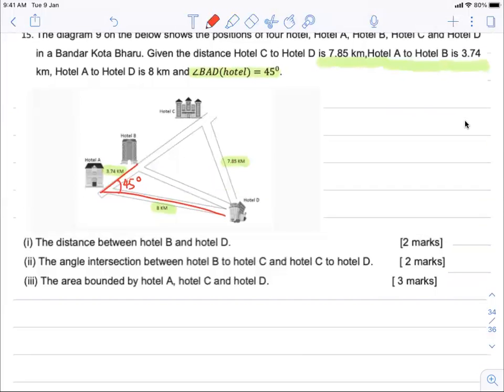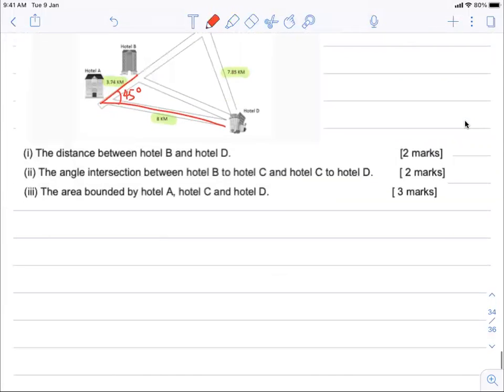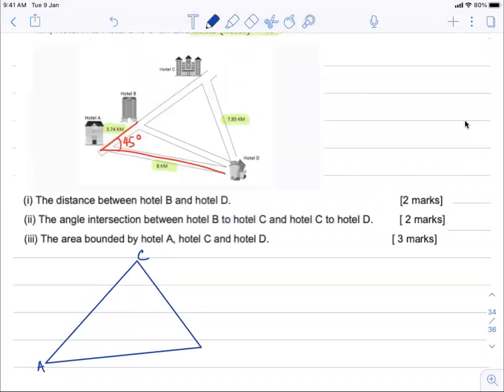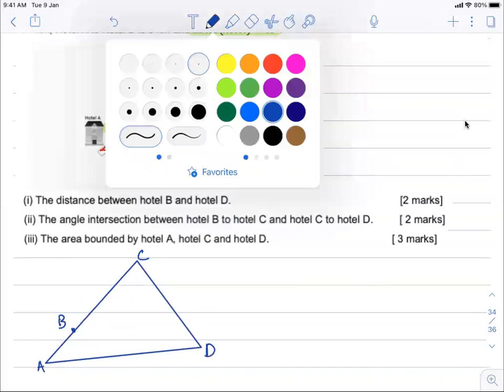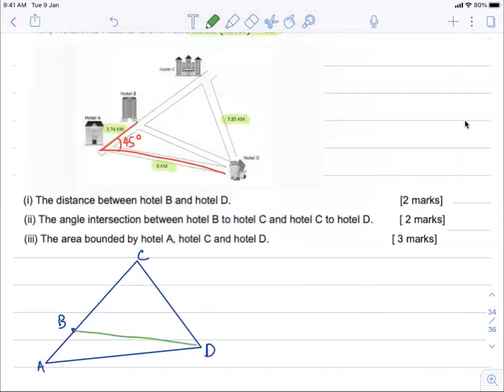So let us redraw the diagram below. So we have a triangle. This is A, this is C, and this is D. And also there's a length. This here is B. Let me use another color. B and D. Our degree, 45 degrees. Okay, so we can start reading the question 1.